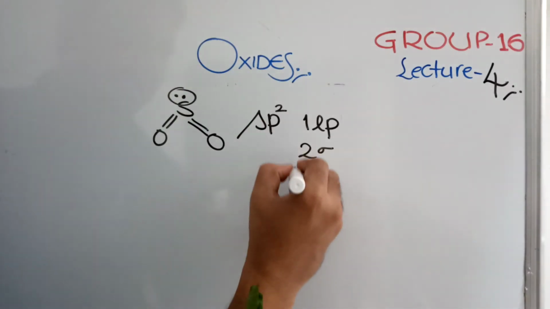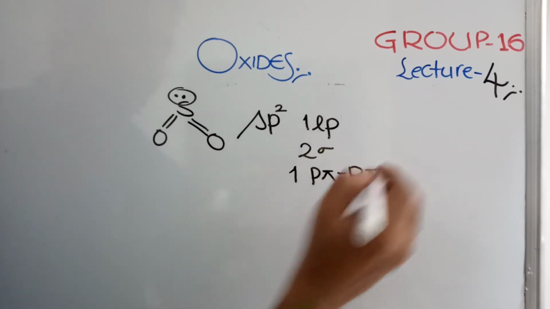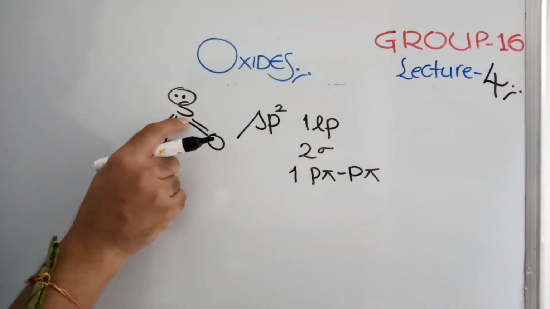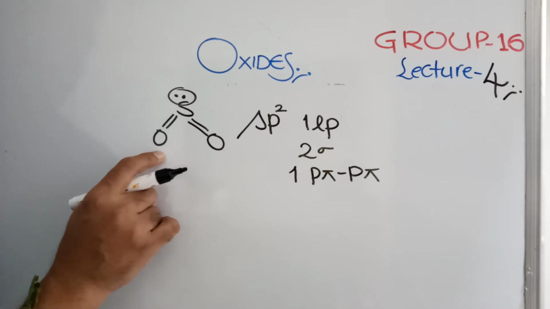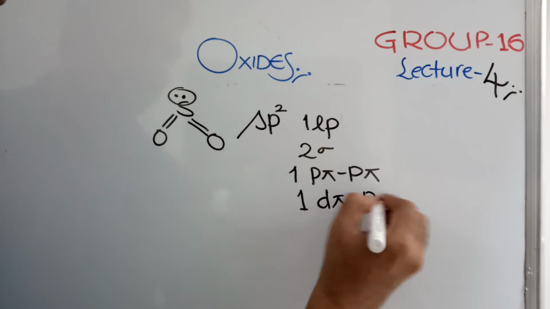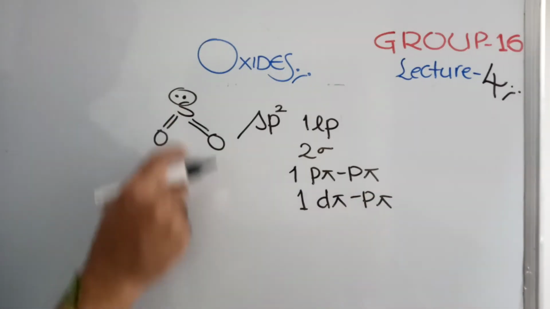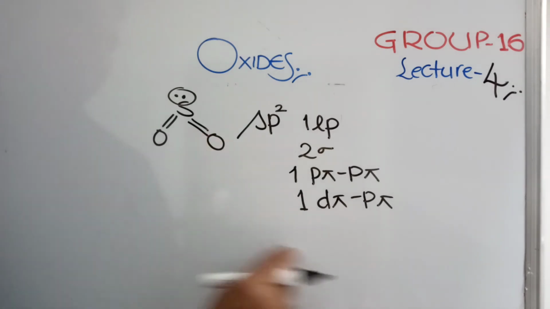One pi bond is called p pi p pi. Sulfur's p orbital, oxygen's also p orbital, p pi p pi. Another is d pi p pi. You can say p pi d pi also, no problem. That is with respect to what you are saying. Sulfur's d orbital and oxygen's p orbital are going to participate.